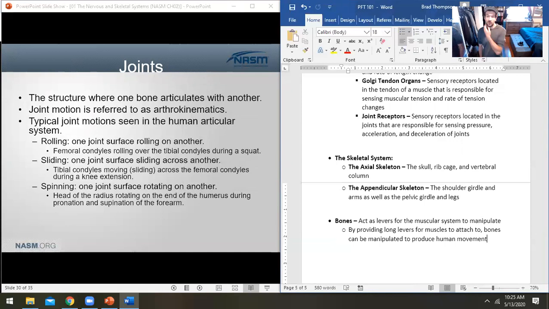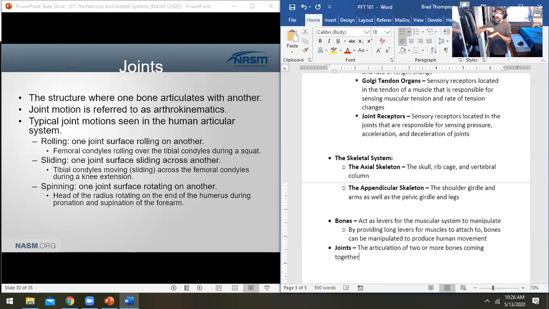Bones are going to provide you with the levers for you to actually move things around. They're going to come together. Then you've got your joints, which are the meeting place of bone. We won't say meeting place, we'll say the articulation of two or more bones coming together. And we've got a couple different types of joints here. We're going to have rolling joints, sliding joints, and spinning joints.